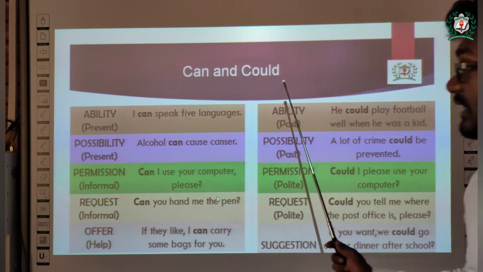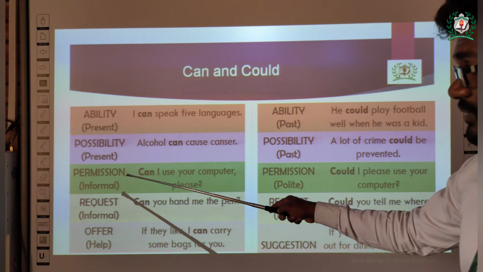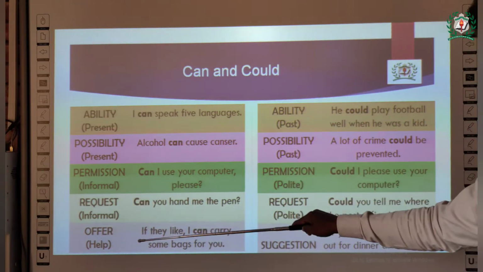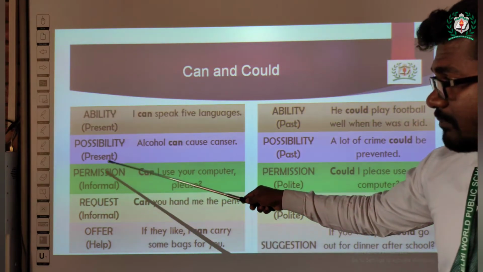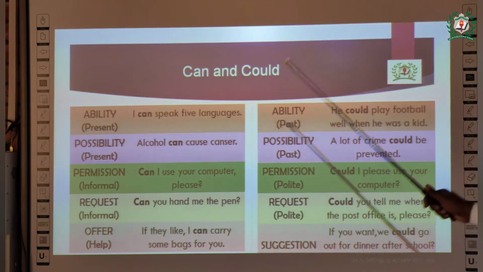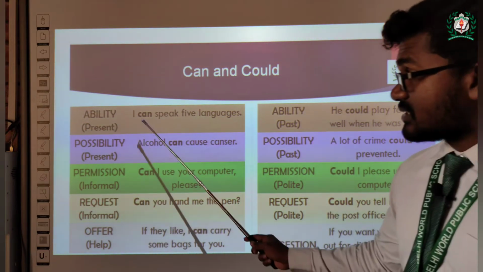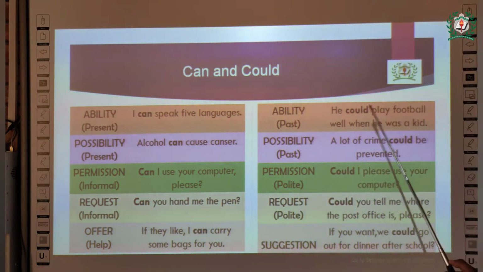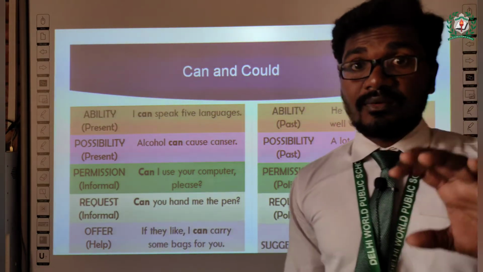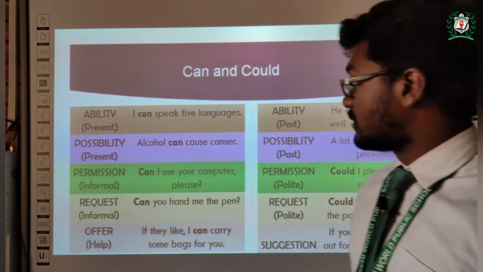Next, can and could. Ability, possibility, permission, request, offer. In this case, you can use can. Here also the same. Let's see. But it is in the present. It is in the past. Ability: I can speak 5 languages. He could play football. That means at present he can speak 5 languages. Here you see ability, saying he could play football. That means when he was small he could play, but now he can't.